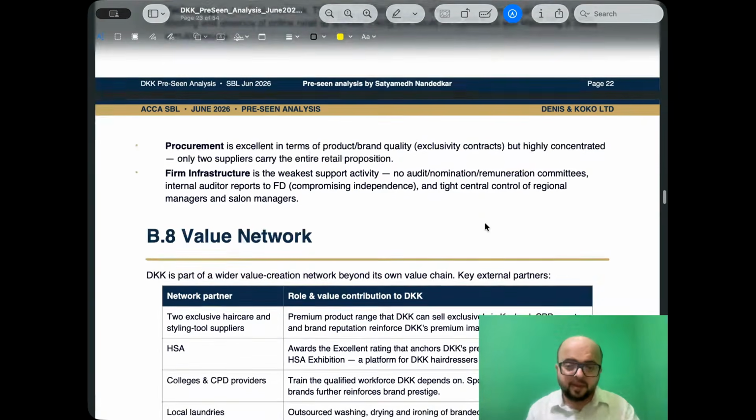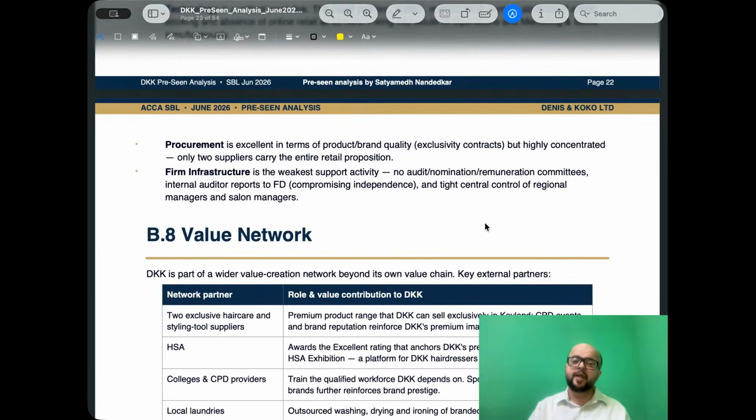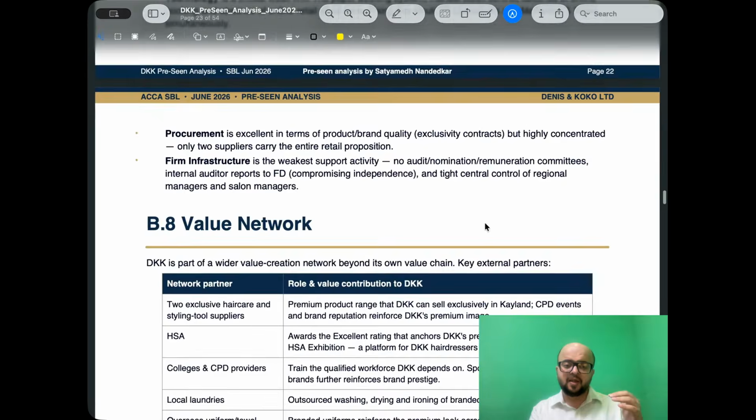Procurement is excellent in terms of product or brand quality, but concentrated, like we said. Firm infrastructure is the weakest support activity. No audit, nomination, remuneration committee. Internal auditor reports to finance director, compromising independence and tight central control of regional managers and sala managers. Okay, so these are some of the snags or some of the limitations in the infra.